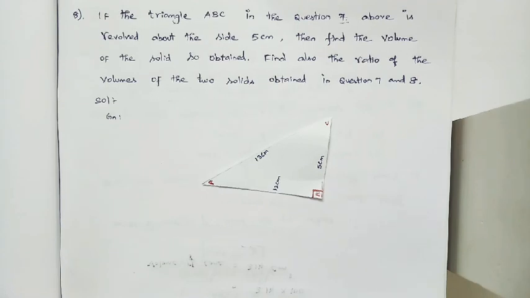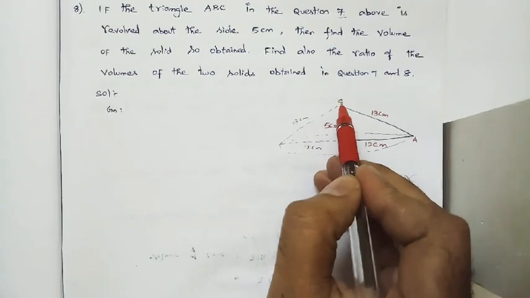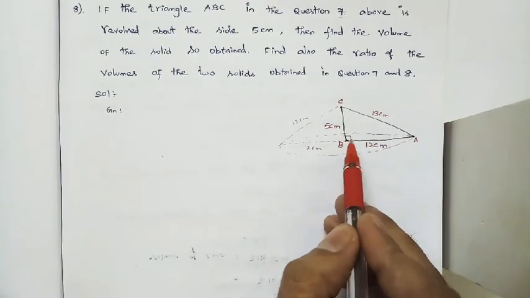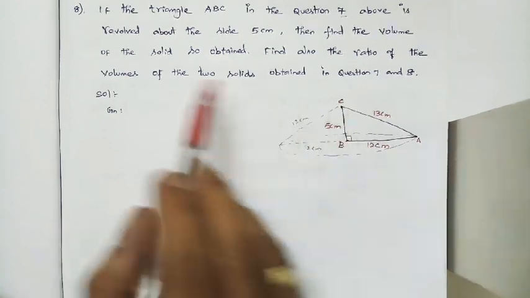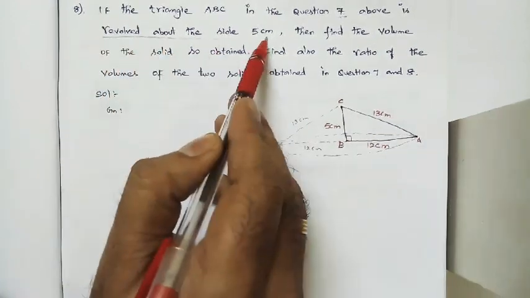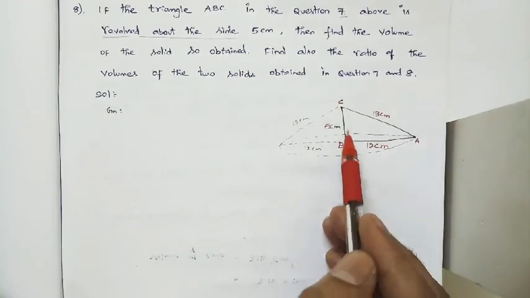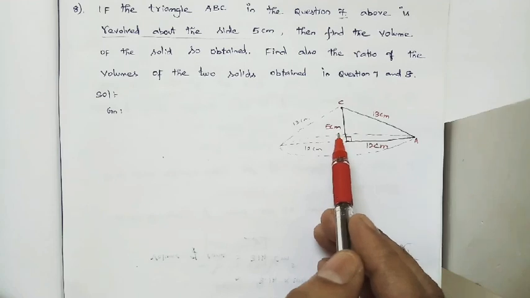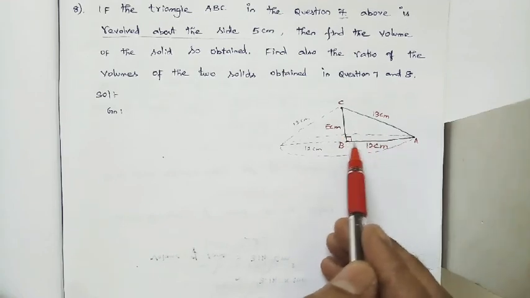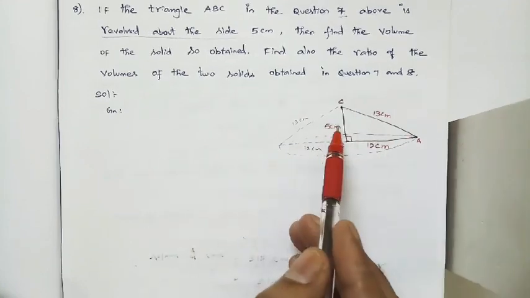First I will draw the diagram. In right triangle ABC, right angle at B, and 5 centimeter, 12 centimeter, 13 centimeter. So now what they are saying, they are revolving about the side 5 centimeter. So now the height of the new cone is 5 centimeter, and the radius of the cone is 12 centimeter.